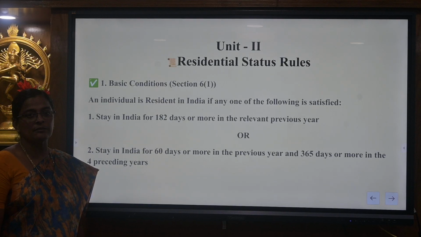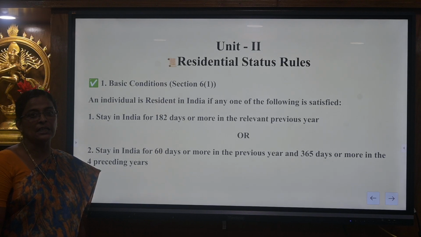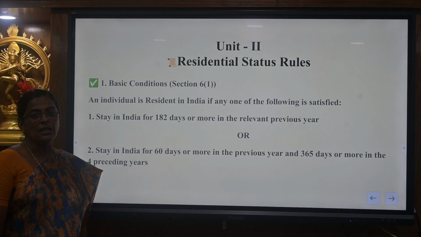Residential status. The assessee is termed as resident and ordinary resident, resident and not ordinary resident, and non-resident by considering 2 conditions: basic condition and additional condition. Basic condition consists of 2, any one of them has to be satisfied. Additional condition consists of 2, both of them has to be satisfied or not satisfied.